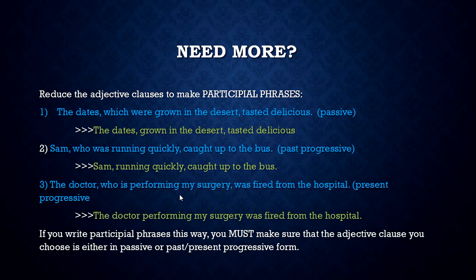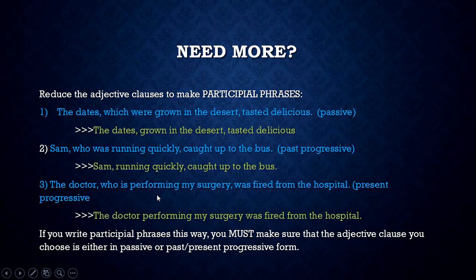I've included more examples here. Can you reduce these adjective clauses to make a participial phrase? The dates which were grown in the desert tasted delicious. So this is in the passive form, right? So I can delete which and were. The dates grown in the desert tasted delicious. The next one, Sam, who was running quickly, caught up to the bus. So this one is past progressive form. So again, I just delete who and was and put Sam running quickly caught up to the bus.